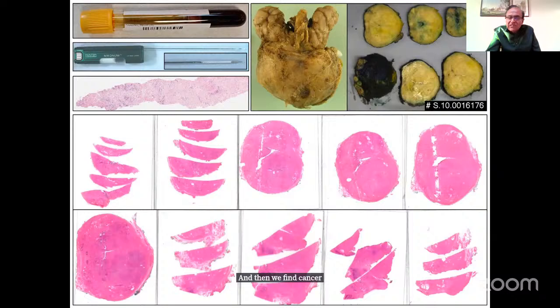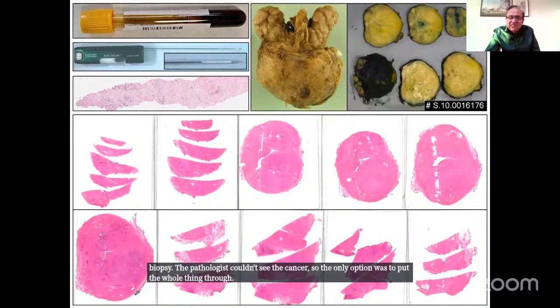The patient got the prostate out, and the pathologist can't see anything, right? So the clinician doesn't know where the cancer was. He knows where the biopsy was positive, but he doesn't know the location of the cancer, where in the prostate there could be cancer other than that tiny biopsy. The pathologist couldn't see the cancer, so the only option was to put the whole thing through. So that made sense in those days.